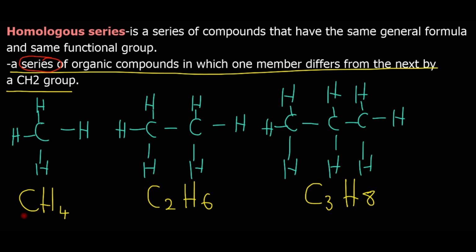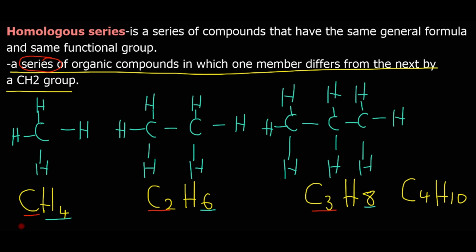Here we have 1 carbon, and then 2 carbons, and then 3 carbons. It means the next one will be 4 carbons. And then we have 4 hydrogens, 6 hydrogens, 8 hydrogens. So we can find the next compound because we know it gives us C4 and then H10. This is because now we have a pattern.